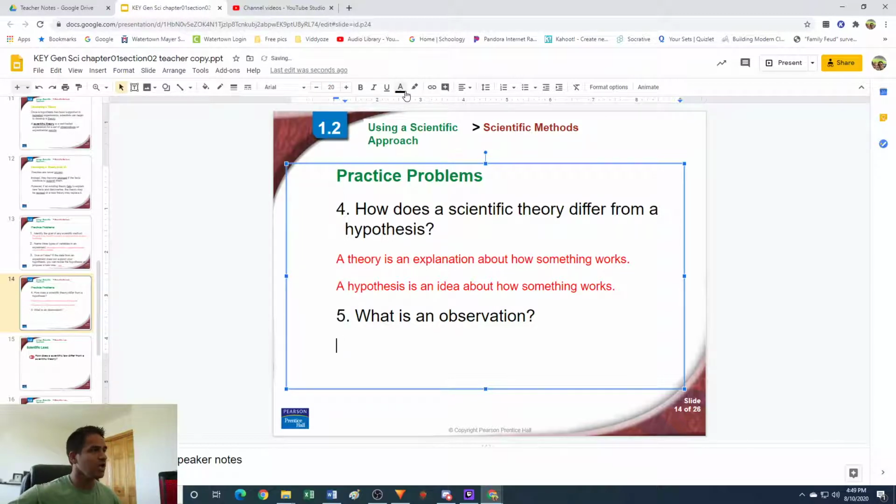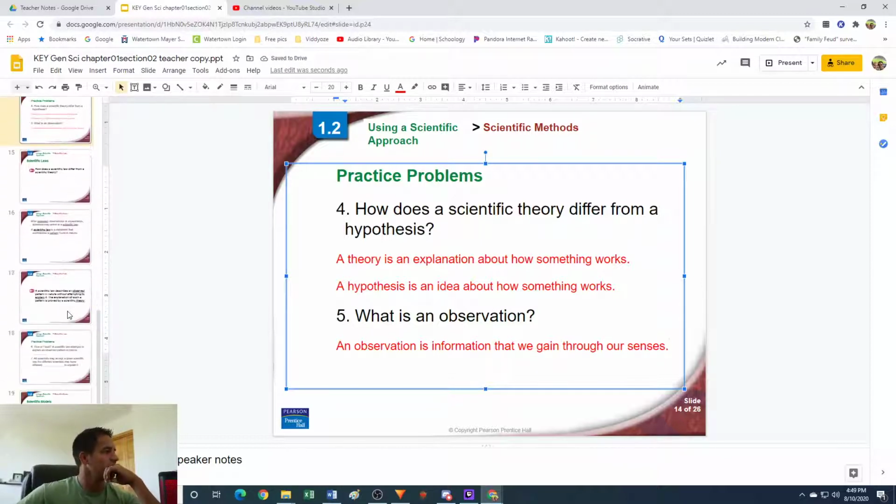An observation is typically something that we make with our senses. So obviously our senses are touch, taste, smell, sight, hearing. Whether we use our own senses like our own eyes or we use a machine that can see stuff for us, it's still something that we gather with our senses. So you can say an observation is information that we gain through our senses. There you go.